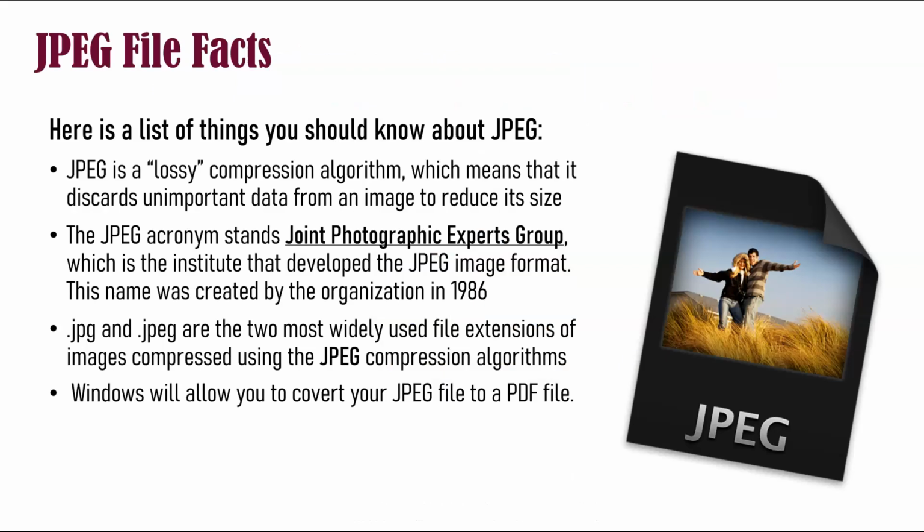So let's start off with a few file facts. JPEG is a lossy compression algorithm, which means it discards unimportant data from an image to reduce its size. So when we compress and optimize our images, in order for it to become a smaller image, it discards unimportant data. The JPEG acronym stands for Joint Photographic Experts Group, which was a name coined by the organization in 1986. And Windows will allow you to convert your JPEG file to a PDF file.